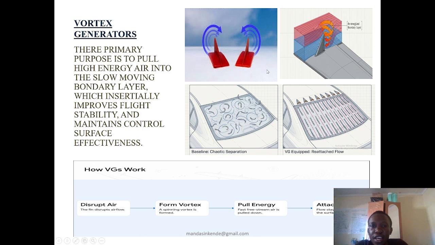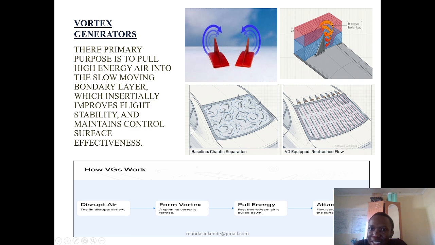These vortices are produced because these vortex generators are inclined at a certain angle from the direction of the flow. Sometimes 15 degrees. As the flow comes, it hits the surface of the vortex generators, overlaps and produces these vortices. These vortices tap in from the free stream air at the top. At the top, this free stream air has got more energy, this red zone, compared to the one at the bottom in the boundary layer.